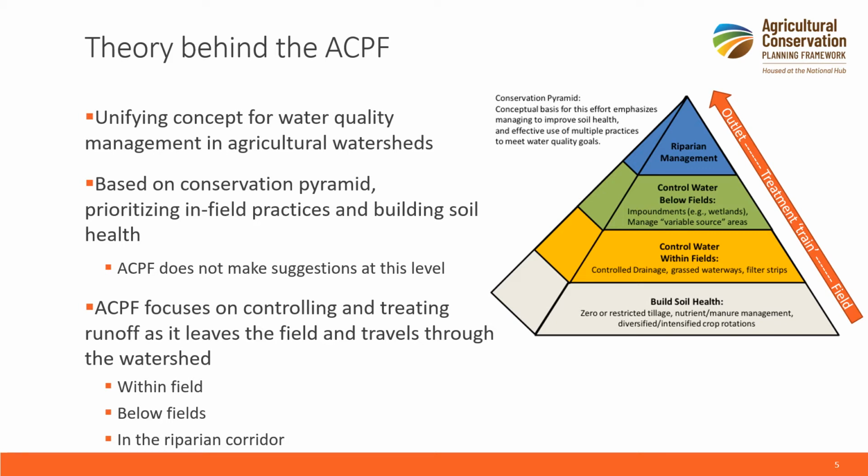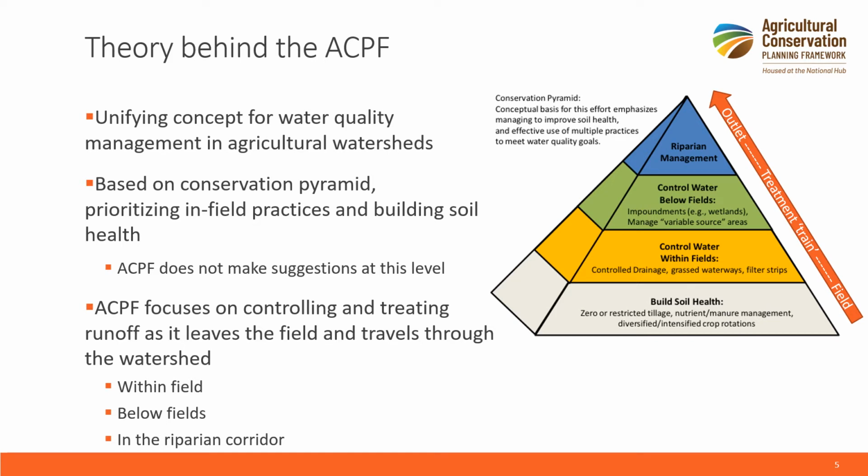The ACPF tools focus on identifying additional opportunities for conservation as runoff leaves the field and travels through the watershed. These opportunities exist in a variety of locations throughout all agricultural watersheds. By stacking conservation practices along a flow path, we can build a kind of treatment train of multiple practices to maximize conservation efforts as runoff leaves the field and travels across the landscape.